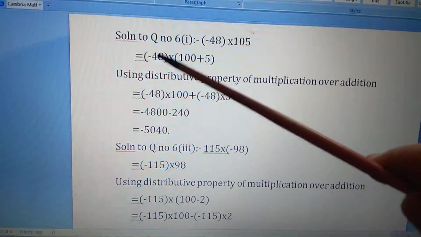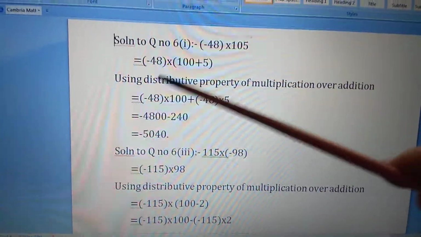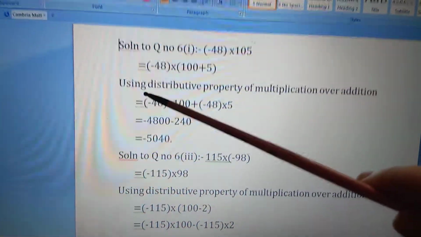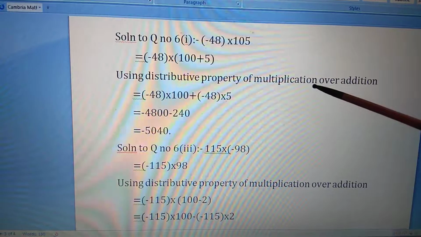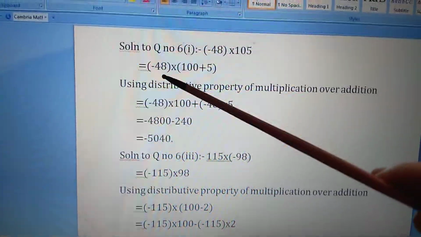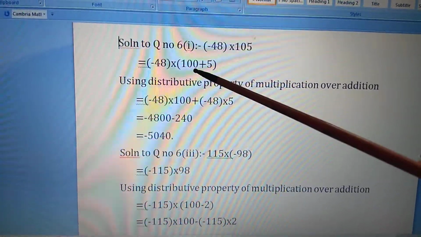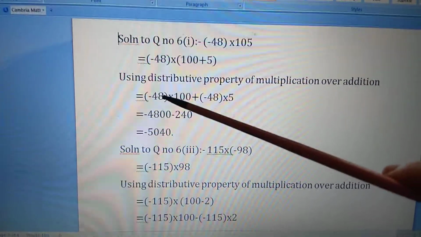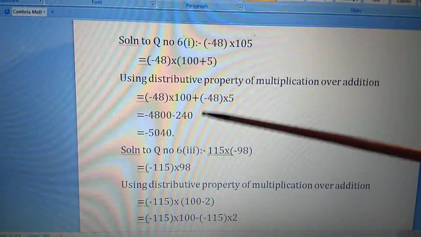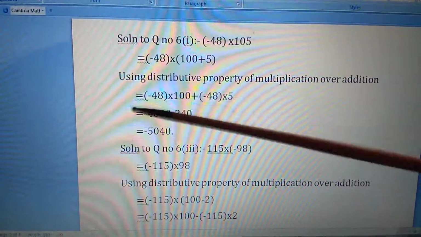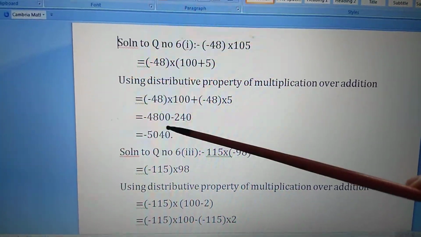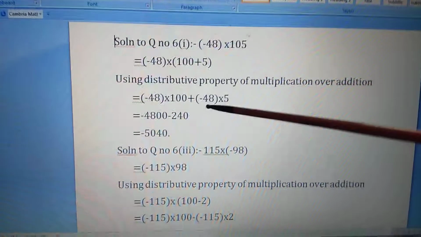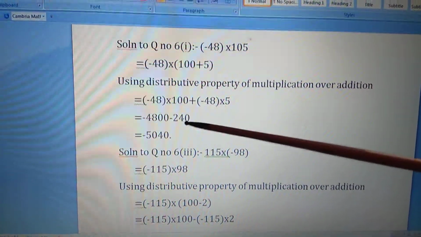Then we have distributed minus 48 over 105. So what we have written? Using distributive property of multiplication over addition, so 48 is distributed over 105. So minus 48 into 100 and minus 48 into 5 separately. Minus 48 into 100 is minus 4800 and minus 48 into 5 is minus 240.